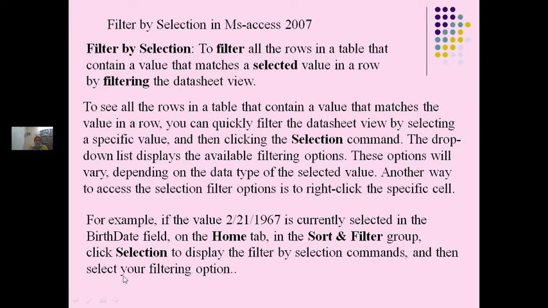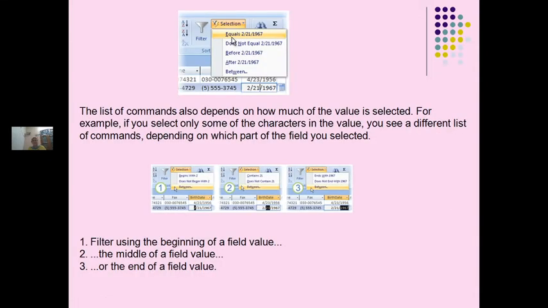These options will vary depending upon the data type of the selected value. For example, here he is taking an example. If the value 2/21/1967 is currently selected in the birth date field, on the home tab in the sort and filter group, click selection to display the filter by selection command and then select your filtering option. Okay students, now let us move to the next slide. Here he is showing practically the same thing which he has given. Equals to selection. Okay, equals to, this is 2/21/1967.